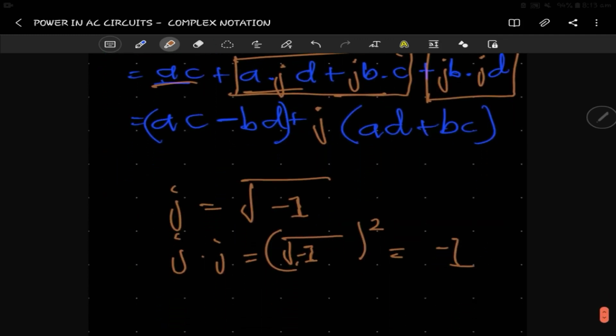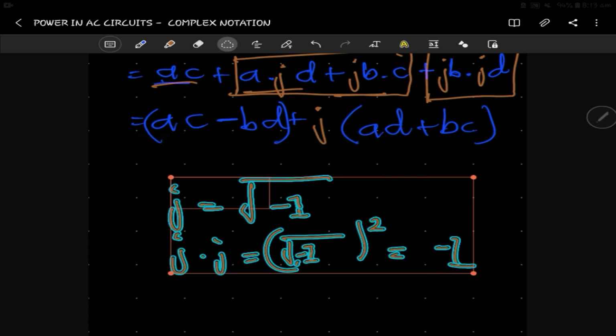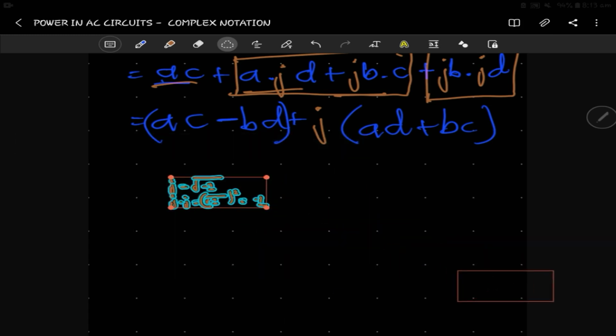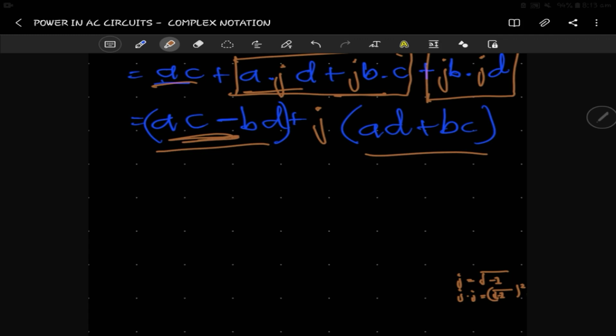But then there's something that we are missing here. The only issue with this is that we won't be able to see directly which part of this is the real power, which part of this is the reactive power. We can't see that, right? So there's a flaw with this particular way of doing it.